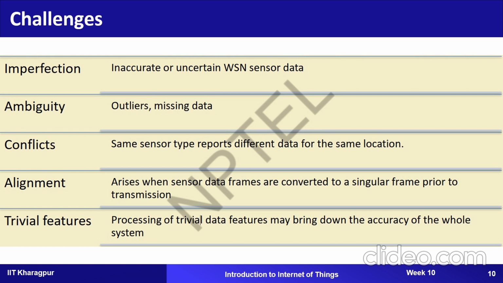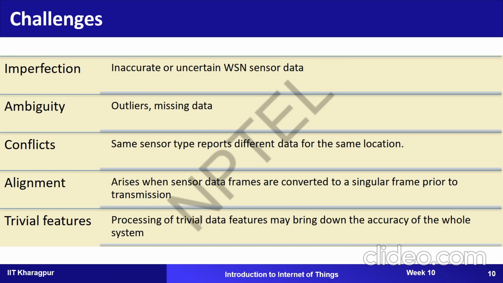Next are the challenges. If you are fusing or aggregating data, what challenges can we face? First is imperfection. Sometimes inaccurate or uncertain data can be gathered. Next is ambiguity, which is the case when there are outliers and missing data. Then conflicts. If you are using two sensors of the same type and both produce different data at the same location, there might be conflicts.